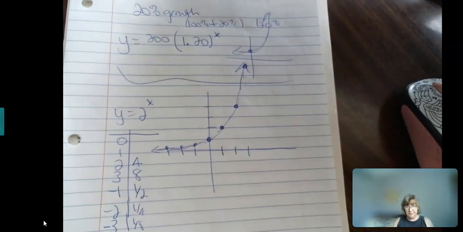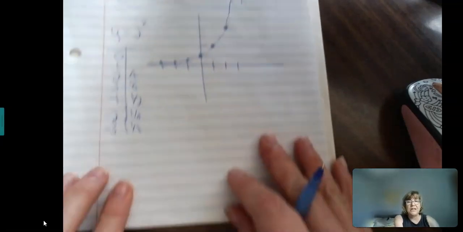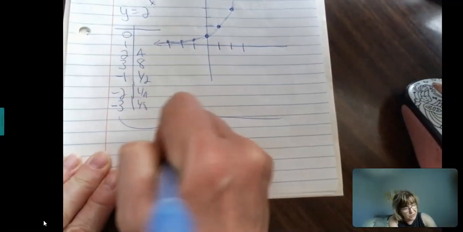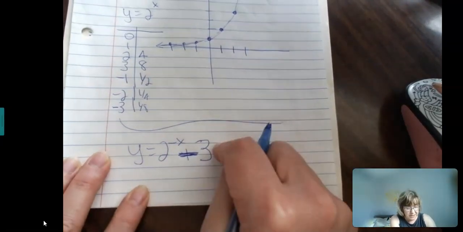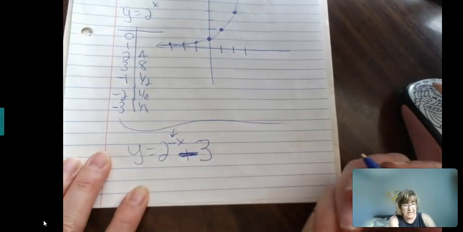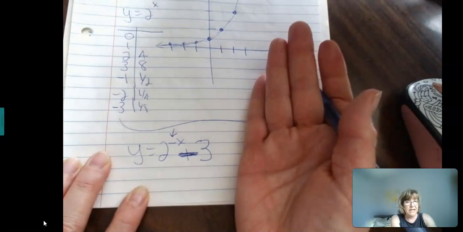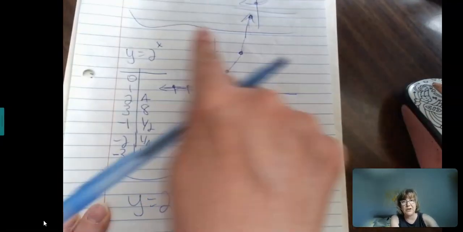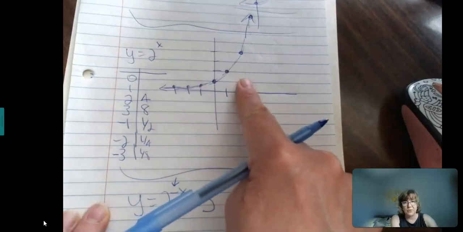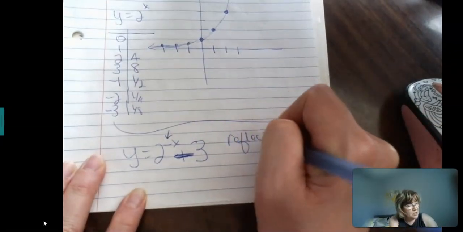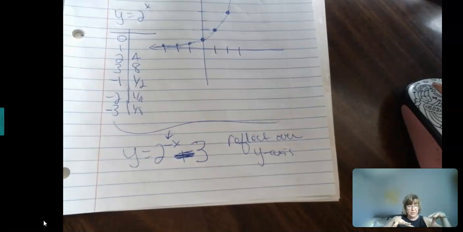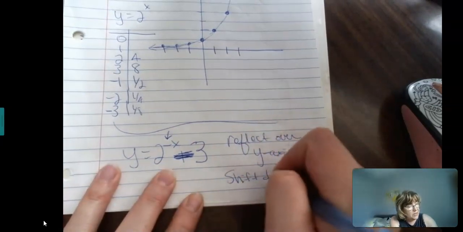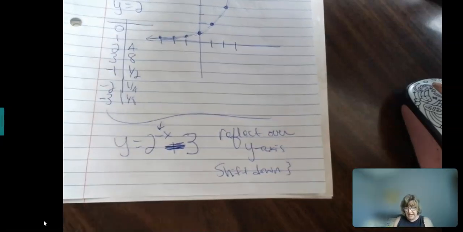Okay, that's exponential. Now, as far as transformation on this, say I gave you y equals 2 to the negative x minus 3. If you look at this graph, there's a negative on the x values, right? So a negative on the x value is going to reflect it this way, because these x's that were positive are going to reflect over to here, and these x's that are negative are going to reflect over here. So this would reflect over the y-axis. And then this -3 is going to shift it down 3. So we can do transformations on these too.